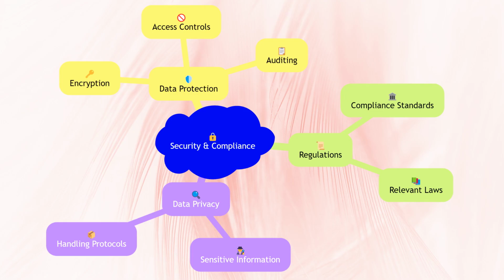Security and compliance are important considerations when passing data between steps in a pipeline. This involves ensuring that data is protected from unauthorized access and that the pipeline complies with relevant regulations and standards. Implementing encryption, access controls, and auditing can help protect data and ensure compliance. Additionally, it is important to consider data privacy and ensure that sensitive information is handled appropriately throughout the pipeline.